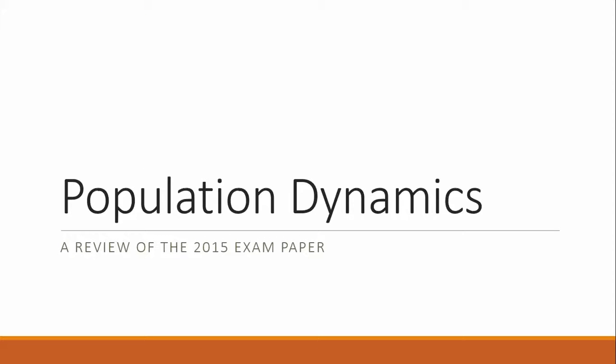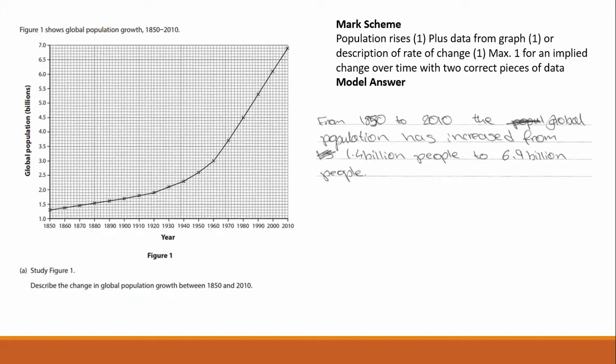This video will talk you through the population dynamics question of the mock exam you have just completed. First question was generally done quite well. It was about describing the changes in the graph over time, and most of you picked up on the basic fact that it increased over time, and it was a slow, steady increase, and then there was a rapid increase.